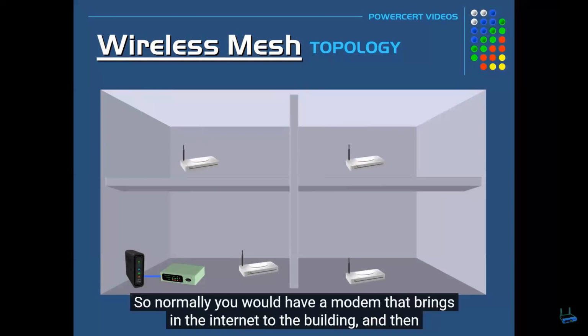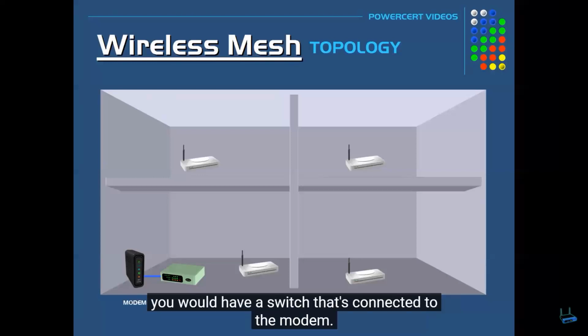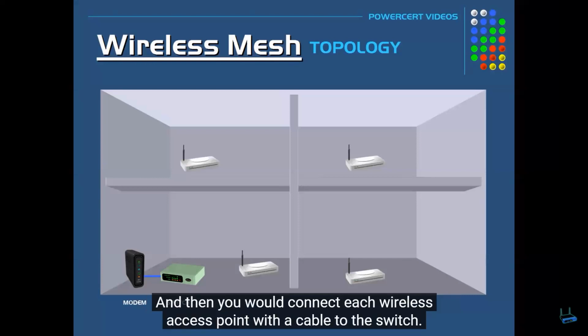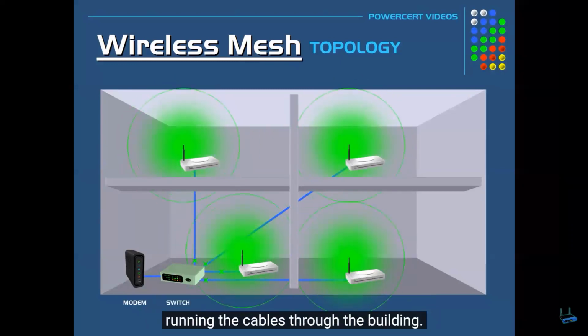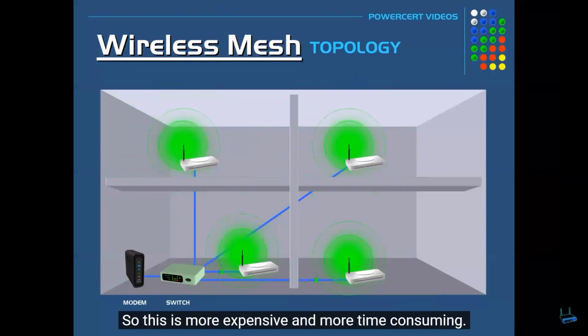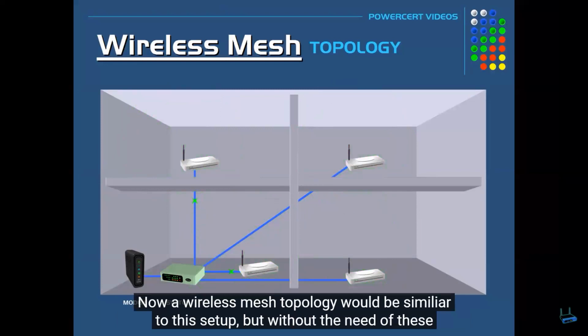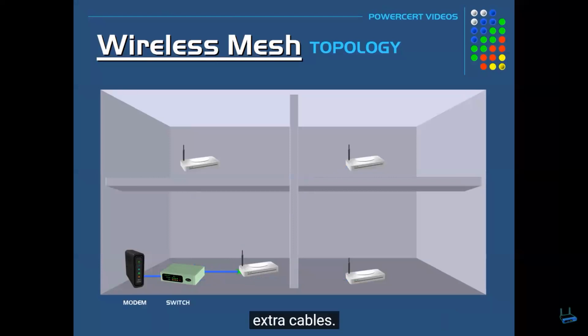So normally you would have a modem that brings in the internet to the building, and then you would also have a switch that's connected to the modem. And then you would connect each wireless access point with a cable to the switch. By doing it this way, this requires extra cabling, and it would also require extra time running the cables through the building. So this is more expensive and more time-consuming. Now a wireless mesh topology would be similar to this setup, but without the need of these extra cables.